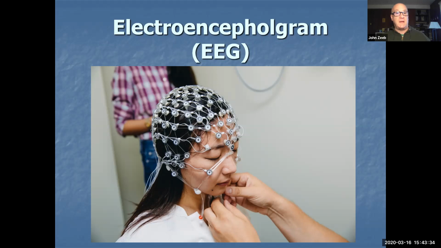So for example, sleep, or when we're aroused, it's going to monitor the brain waves based on neural activity to give us a reading. So that is hooked up to a computer to allow us to examine that. So that's called the EEG.